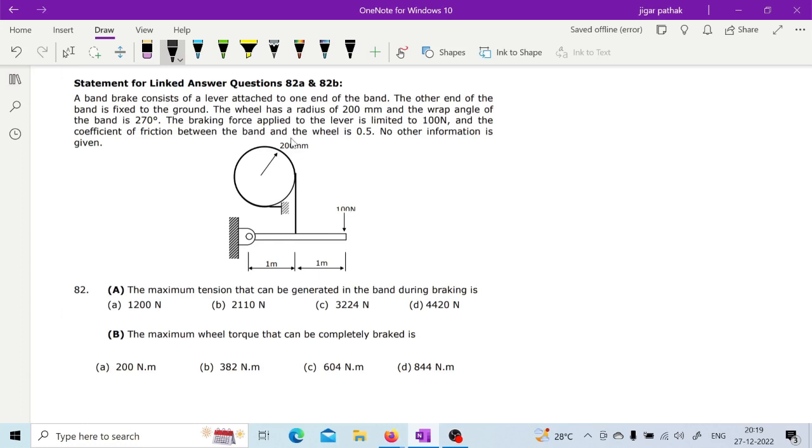In this, a band brake consists of a lever attached to one end of the band. The other end of the band is fixed to the ground. The wheel has a radius of 200 mm and the wrap angle of the band is 270 degrees. The braking force applied to the lever is limited to 100 Newton and the coefficient of friction between the band and the wheel is 0.5. No other information is provided. Then the maximum tension that can be generated in the band during the braking and the maximum wheel torque that can be completely braked is? So can you try this particular question?